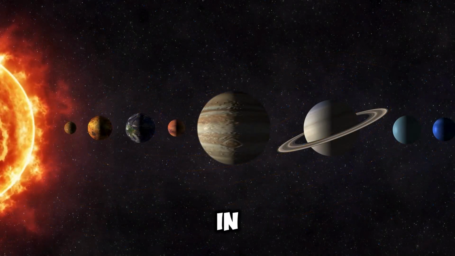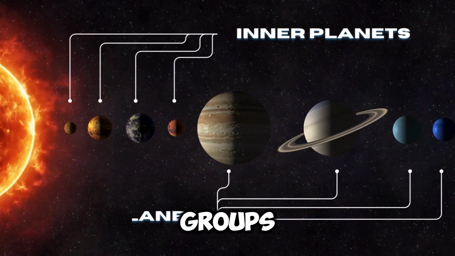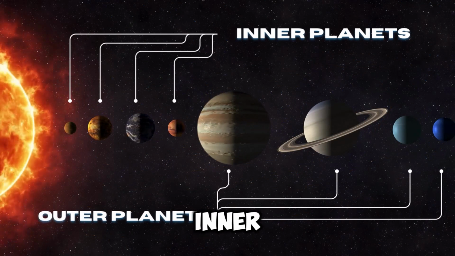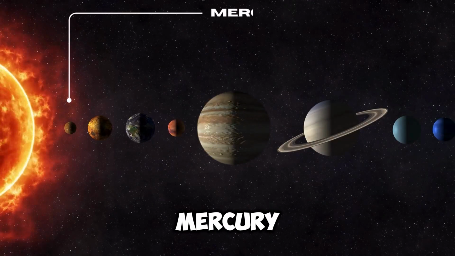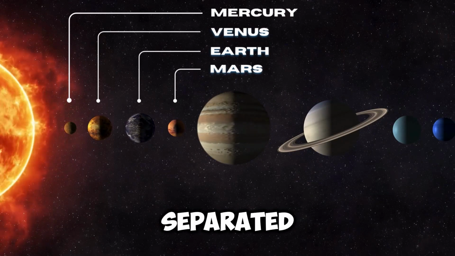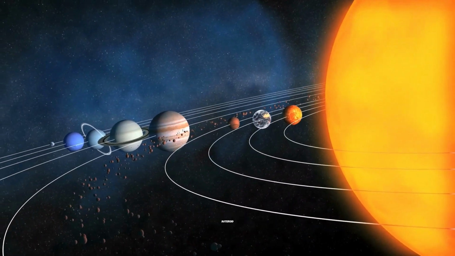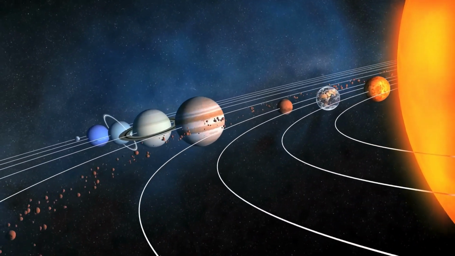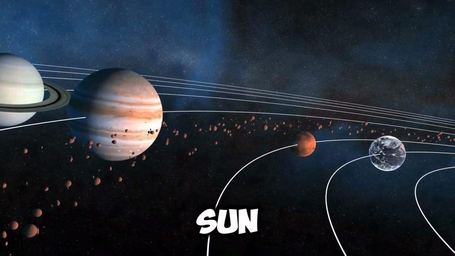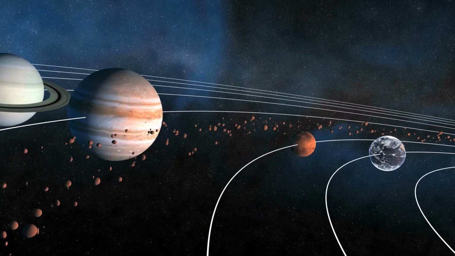The planets in our solar system are divided into 2 groups. We have the inner planets and the outer planets. The inner planets are made up of Mercury, Venus, Earth, and Mars. And the inner planets are separated from the outer planets by the asteroid belt, which is basically a region filled with rocky objects orbiting the sun between Mars and Jupiter.